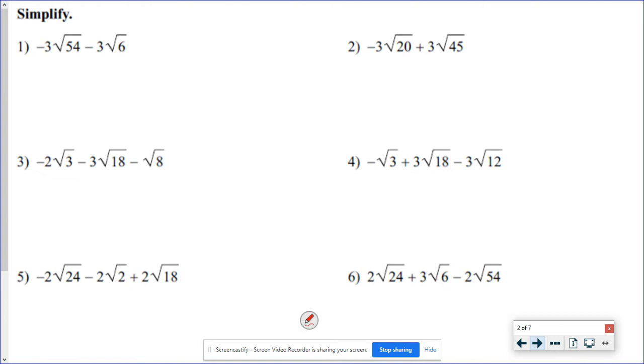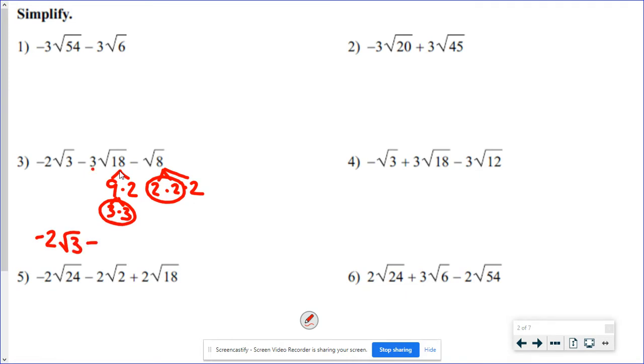First of all, the negative 2 rad 3 doesn't have to change. The 18, I could split that into a 9 and a 2. That gives me my pair of 3s. The 8, I can get those 2s, and I've got a pair of 2s with a leftover 2. So what I have right now is negative 2 rad 3 minus the 3 from here, and then the 3 that broke out, rad 2, and then minus, from this minus right here, that's subtraction, the 2 that broke out, and the rad 2.